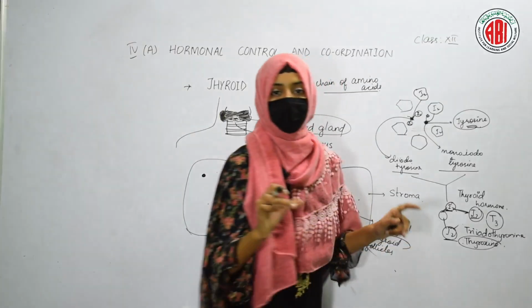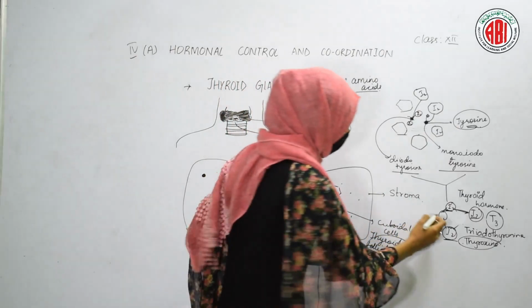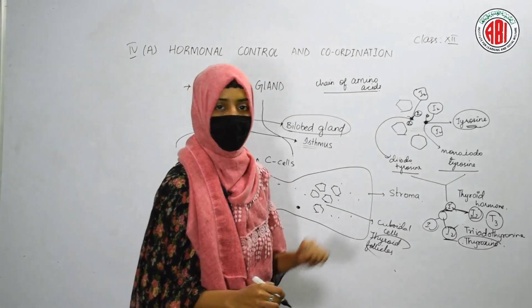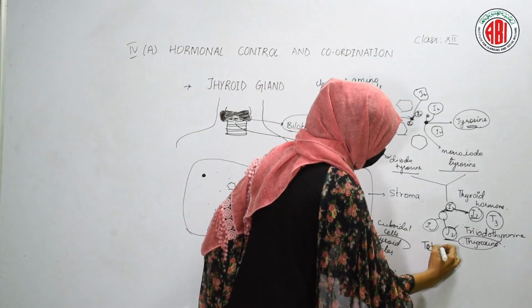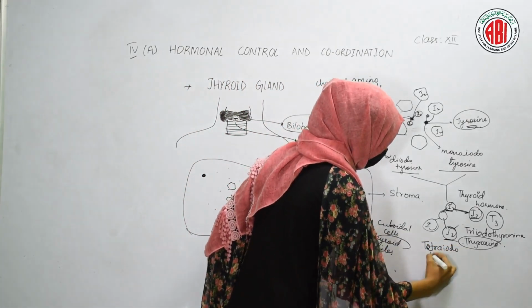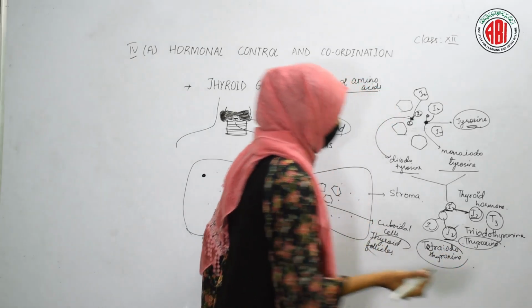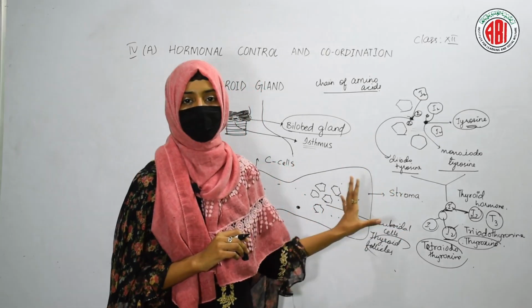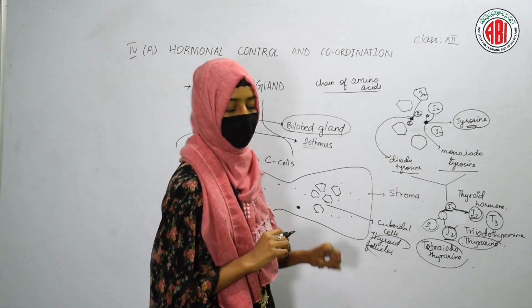If along with these 3 iodines, one more iodine comes and attaches to the tyrosine, then 4 iodines will be there. We can name this compound tetraiodothyronine. So based on the number, we can name the compound that is formed. We can name the hormone. T3 is actually a hormone, that is thyroxine or thyroid hormone.